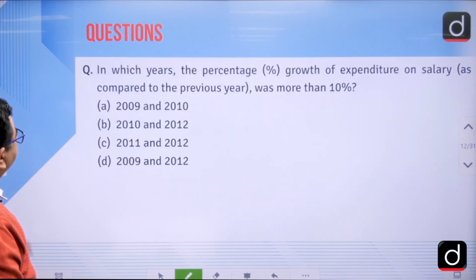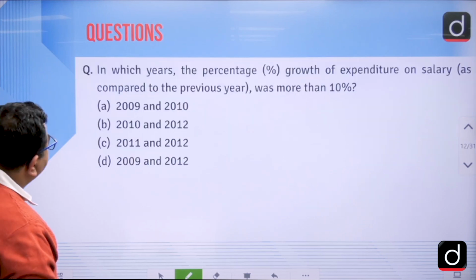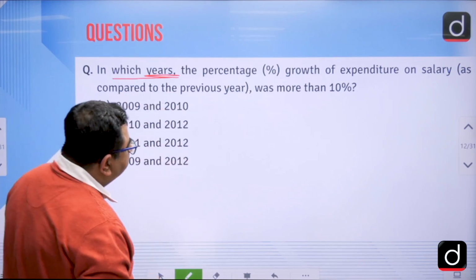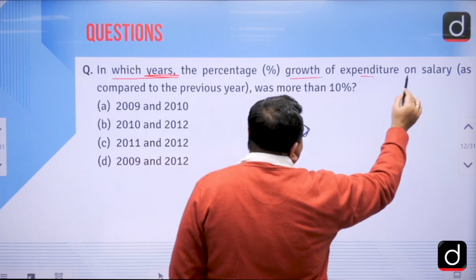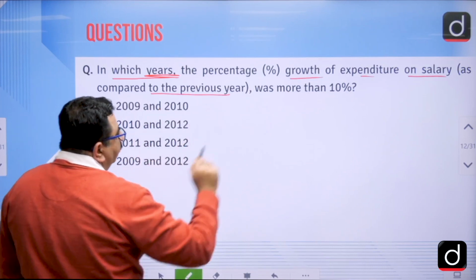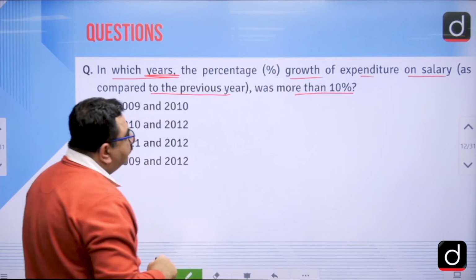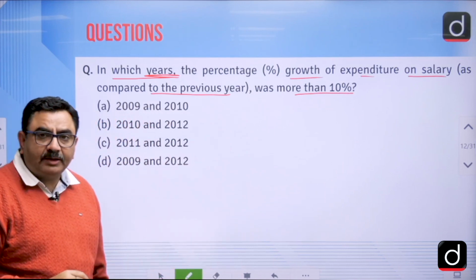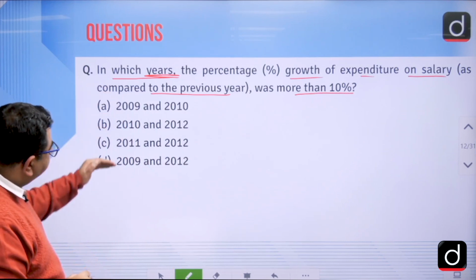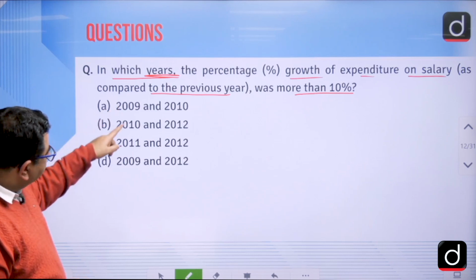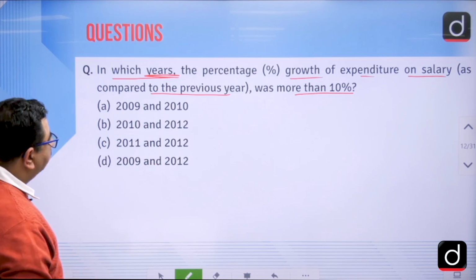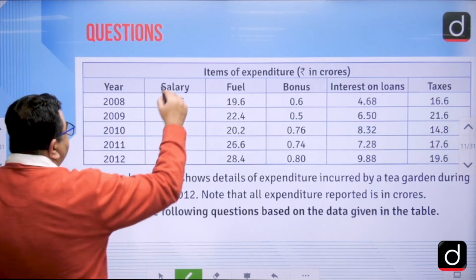Again the same table, and the question is, in which years the percentage growth of expenditure on salary as compared to the previous year was more than 10%, right? So percentage growth of expenditure on salary. So let's see for salary, in which year we have to check. So I can say 9, 10, 11, 12, all those years are there, right? Let's see where it is more than 10%. So this is what? Salary.